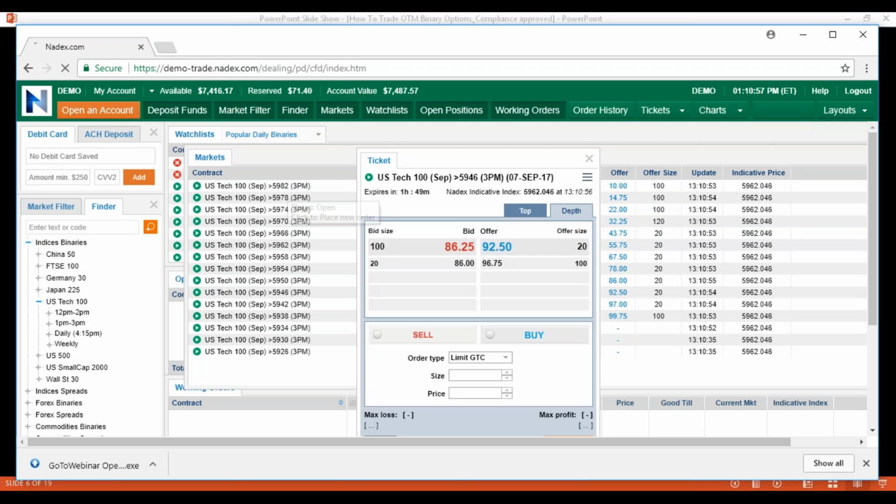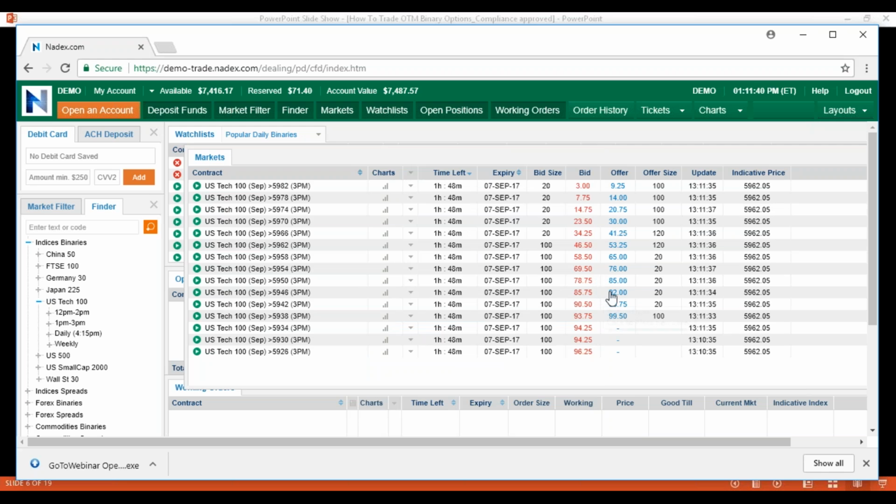Well, why is it priced so cheap? Well, what is it saying? That the US Tech 100 will expire greater than 59.82 at 3 p.m. Where's the market at right now? 59.62. It's 20 points behind, right? So for this binary to expire in the money, what would have to happen? Well, between now and 3 p.m., the market has to go all the way up and go above 59.82, okay? So that's a lot less likely to happen. There's a lower probability of that happening than there is for one of these down here to expire in the money still, correct?